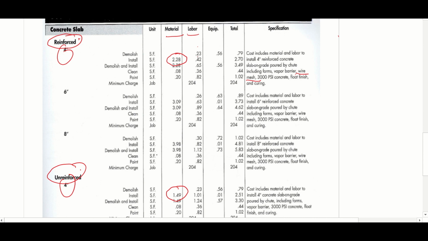What's interesting, though, to install it, the labor is 42 cents a square foot for reinforced, but $1.01 a square foot for unreinforced. That's going to take a little bit of research to find out why it actually costs more. In the end, our total, $2.70 a square foot for reinforced, $2.51 a square foot for unreinforced. We're also adding in a penny of equipment for unreinforced. Again, I'm curious what we added into that unreinforced to add that extra cost.